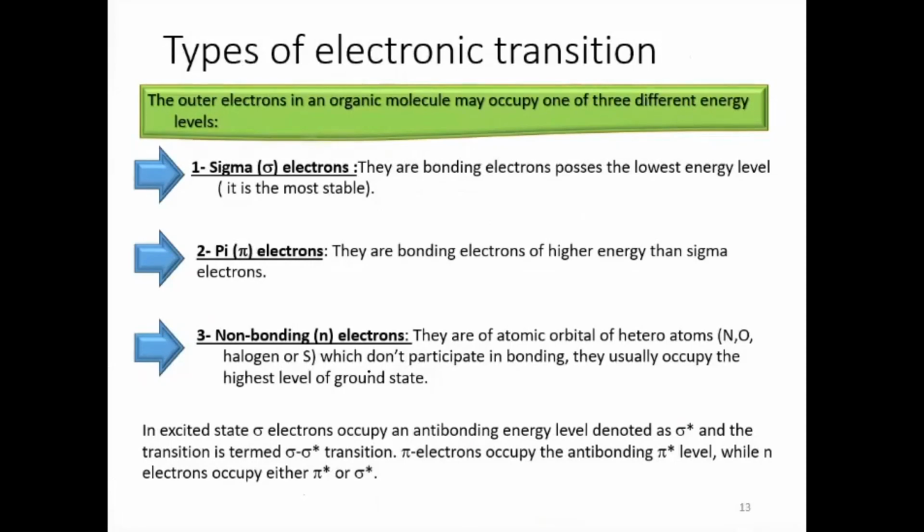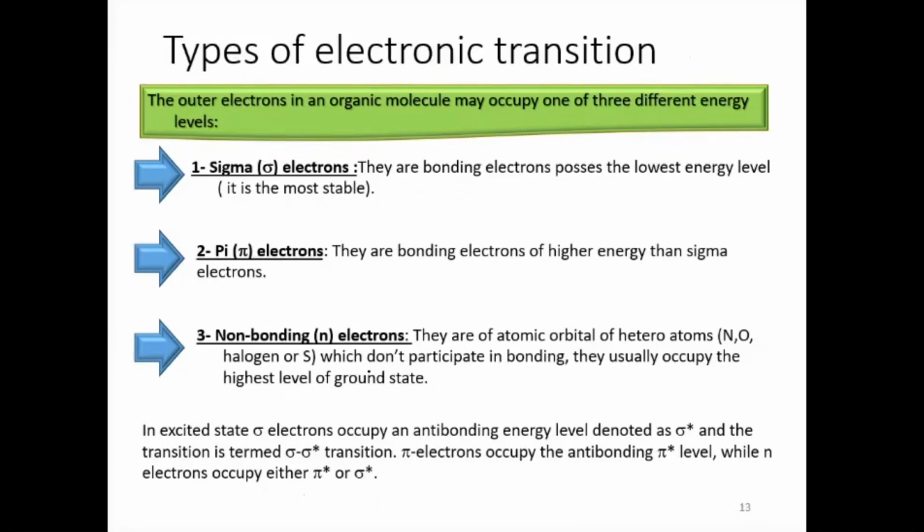Some time back, we discussed the types of electron transition that can occur within molecules. We discussed that there are generally two types of molecular orbital, bonding and anti-bonding. In bonding molecular orbitals, you have sigma and pi, and then you have non-bonding molecular orbitals. So: bonding, anti-bonding, non-bonding. In bonding, you have sigma and pi. In anti-bonding, you have sigma star and pi star.